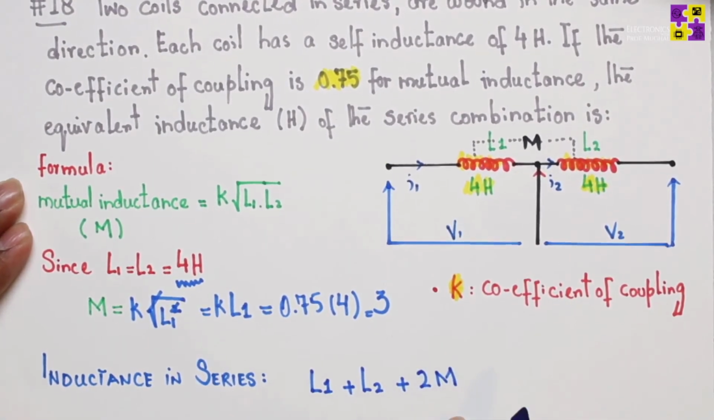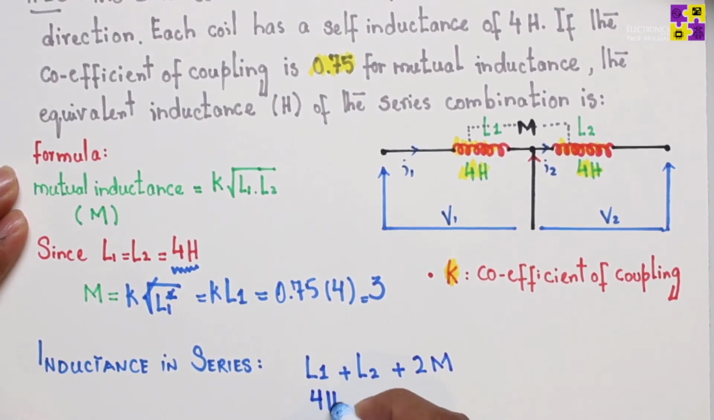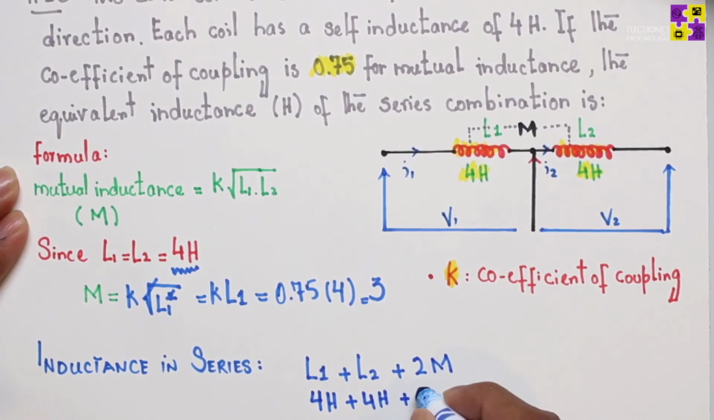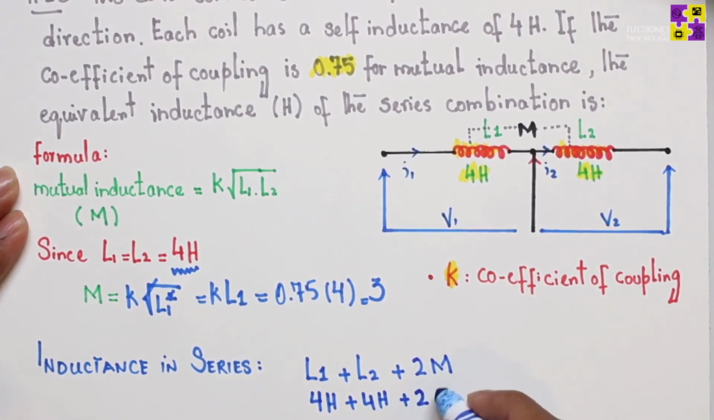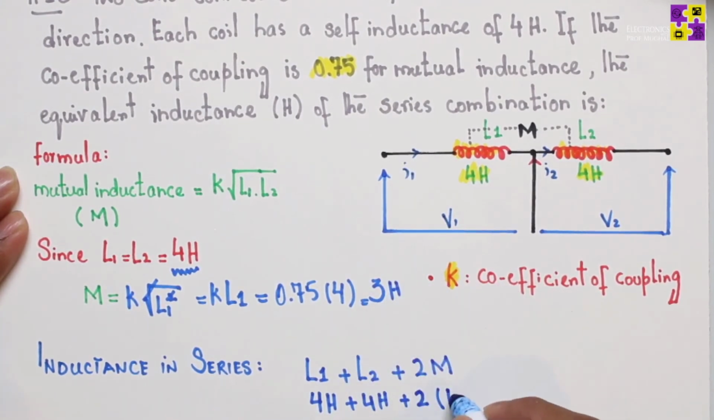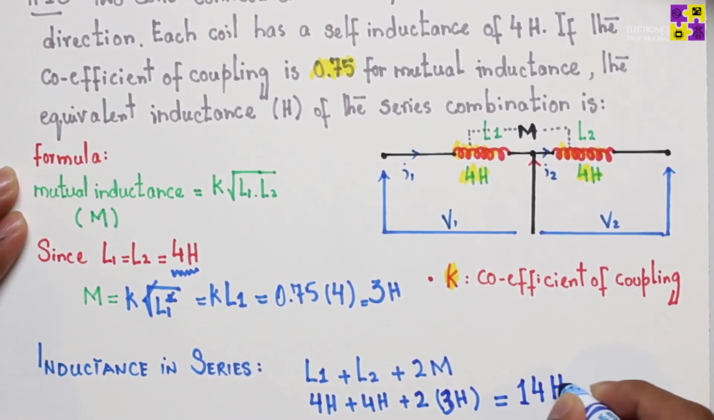So let's plug in the values in this equation. We have L1 being 4 Henry, L2 being 4 Henry as well, plus 2 times the mutual inductance that was calculated, which came out to 3 Henry. If I do the math here, 4 Henry plus 4 is 8, 8 plus 6 is 14. 14 Henry, and that is your answer right here.